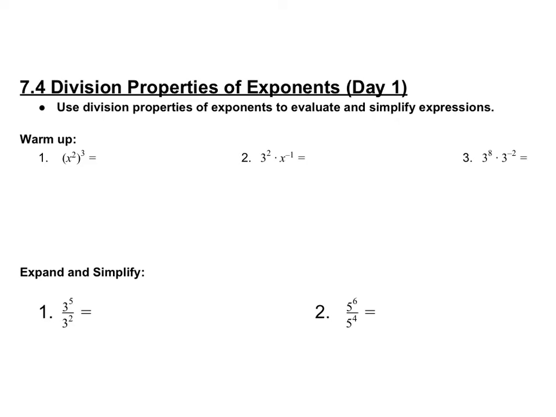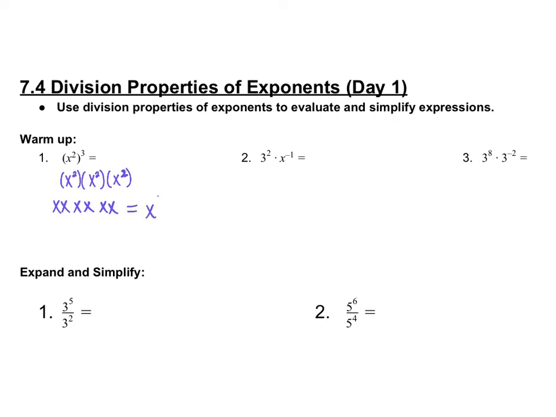All right, so to start we are going to do a little bit of a warm-up. So x squared raised to the third. Again, I'm just going to expand this one out just to give a nice visual of what's going on. So x squared raised to the third means that x squared gets multiplied by itself 3 times. I could expand it out even further and say it's x times x times x times x times x times x. Each of those x squareds is an x times x. So we have x times x times x times x times x times x.